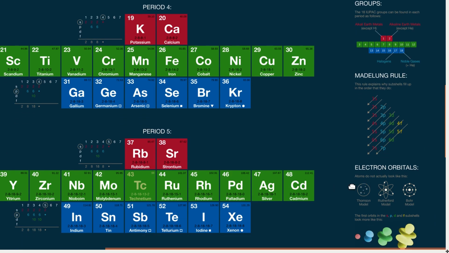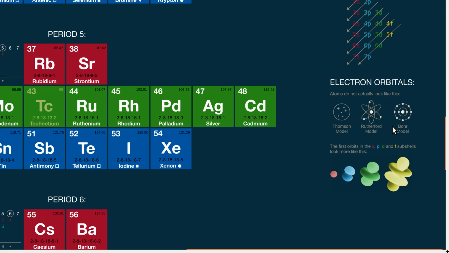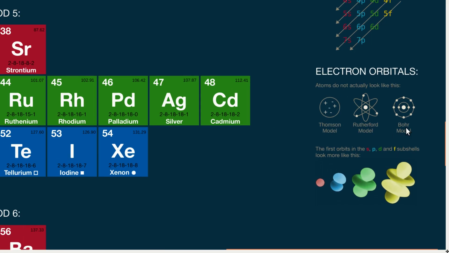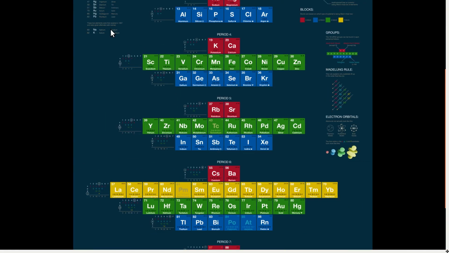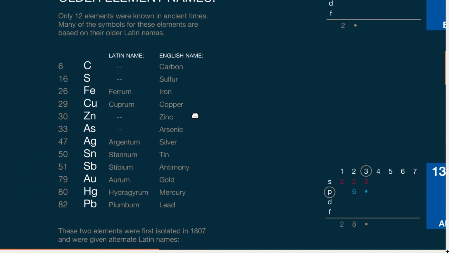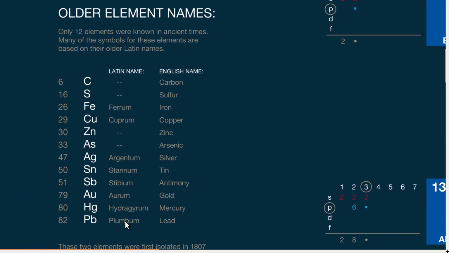Over here on the right, there's some other interesting information. There's the various models that help us understand how atoms work. But atoms do not actually look like this. Nowadays, this is the best model we have for what all the shells actually look like. And then finally, I'm going to show you over here on the left, I have a little table which shows the original 12 elements that were known in ancient times. And this explains why sometimes the symbol doesn't match with the English name.